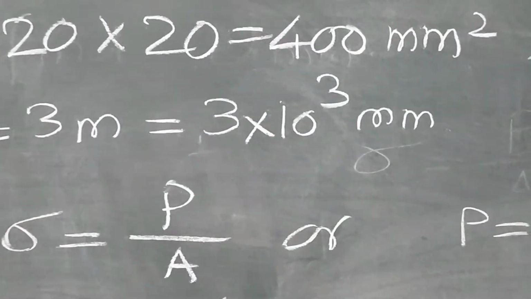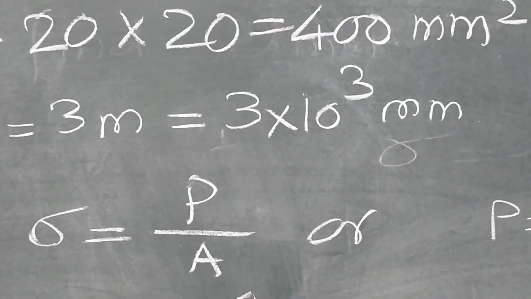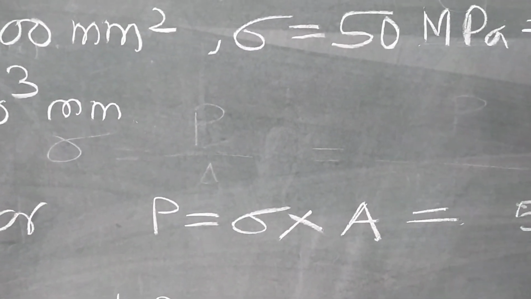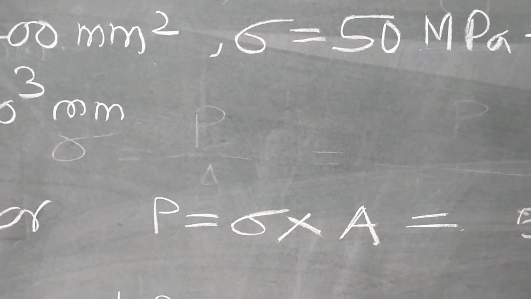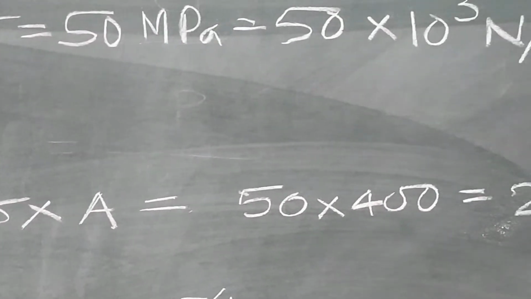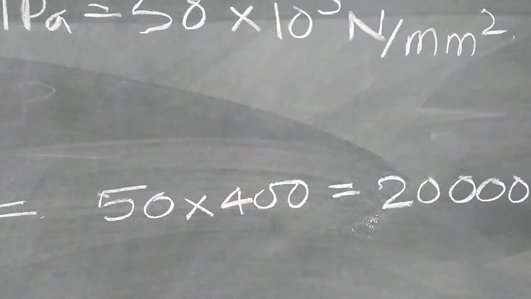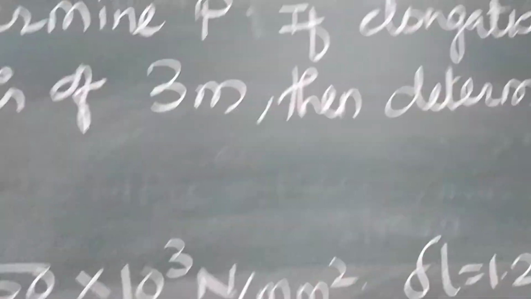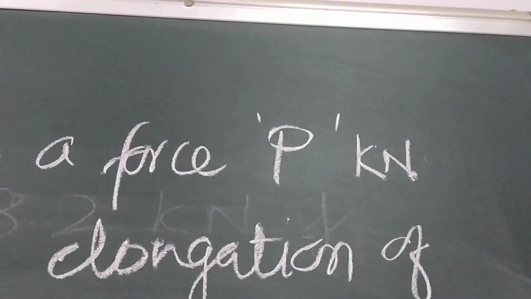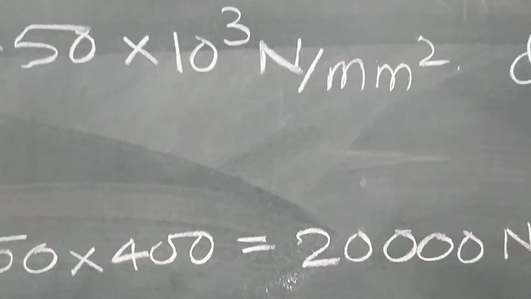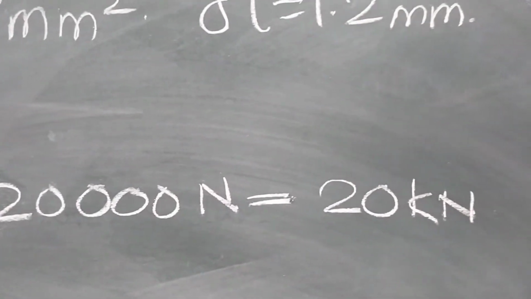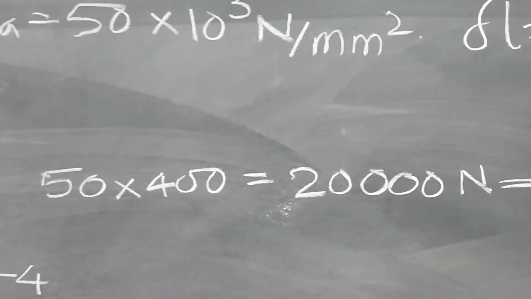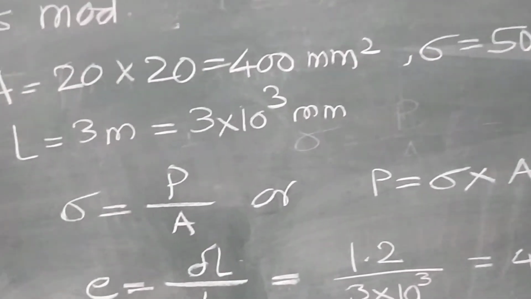Sigma is equal to P upon A, and we have to calculate this P. So P is equal to sigma into A. Sigma is given 50 megapascal, area is 20 by 20, that means 400. 50 into 400 is 20,000 Newton. But see, in the problem statement it is given P in kilonewton. So you have to convert this to kilonewton. So this is 20 kilonewton. If you stop with 20,000 Newton, then you may not get any marks.